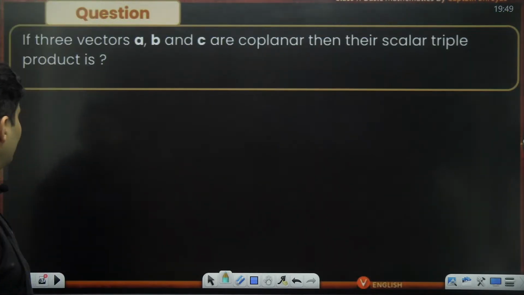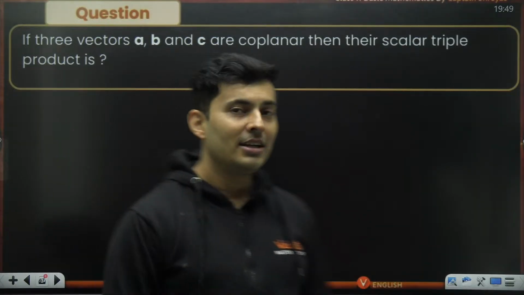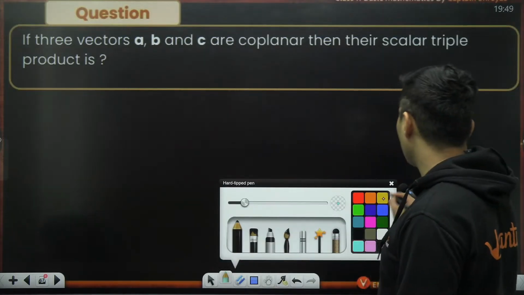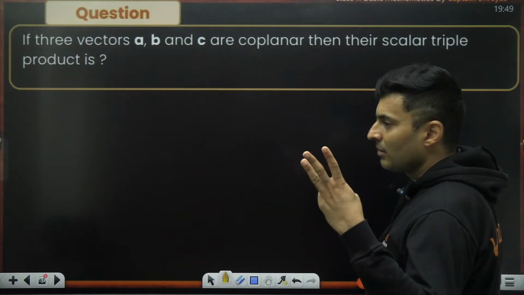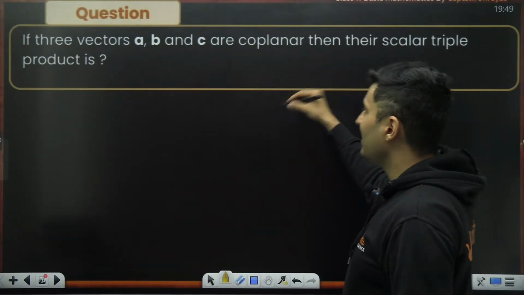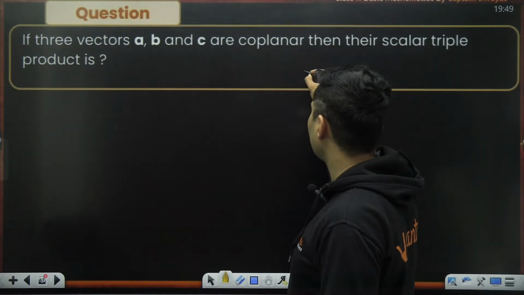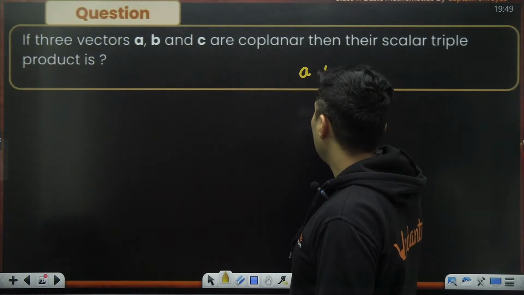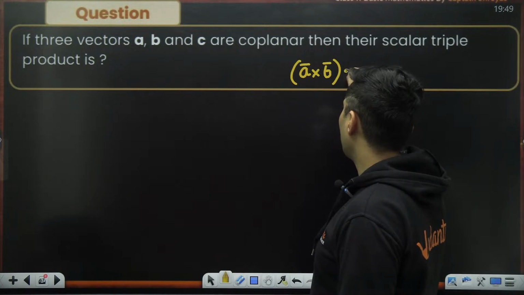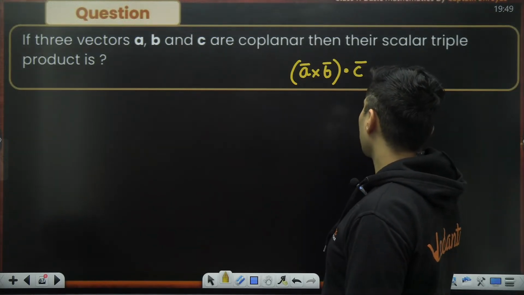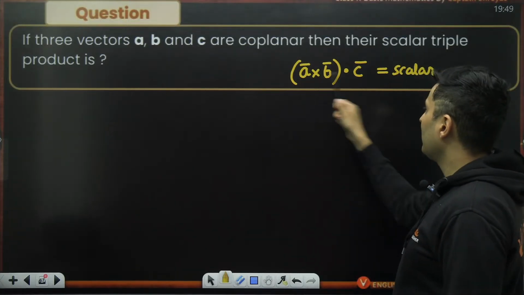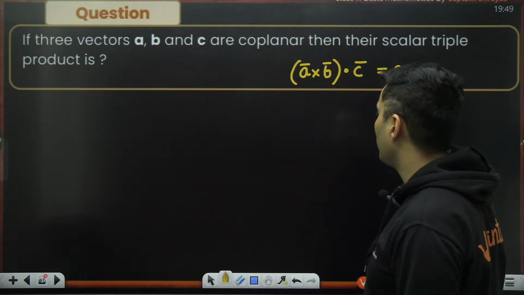This is also very interesting. If three vectors A, B, C are coplanar, then their scalar triple product is how much? First of all, what is scalar triple product? Triple means 3, and yes, 1, 2, 3. Scalar triple means the outcome is a scalar, and that can only happen like this. A, B, you basically cross multiply, and then take the dot product with that vector. The answer will be a scalar. That is why it is called scalar triple product.